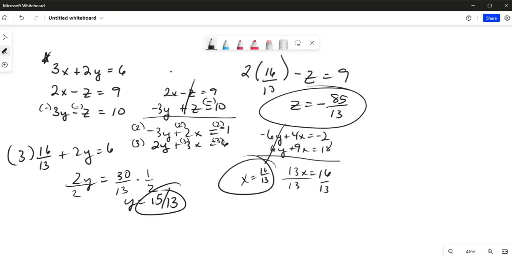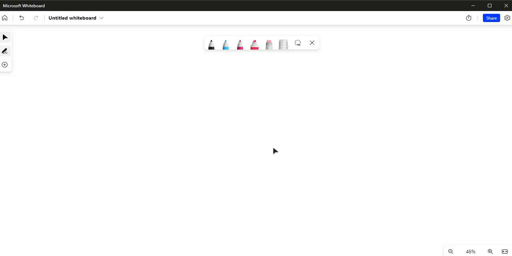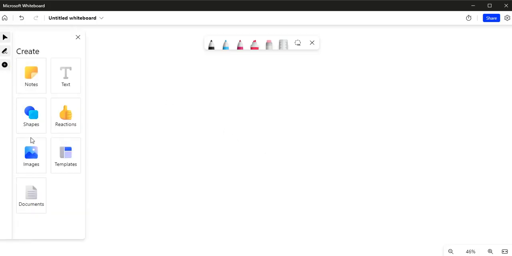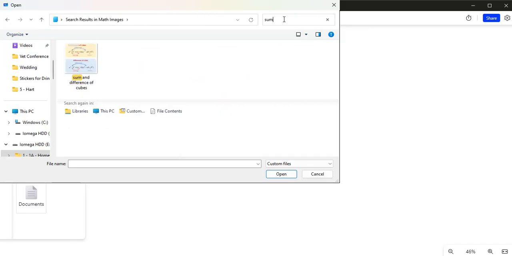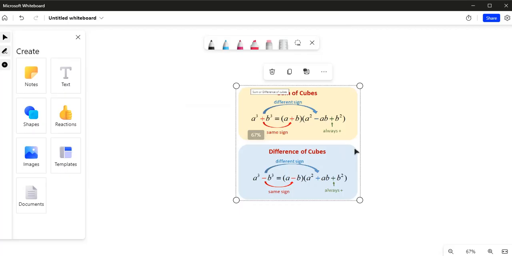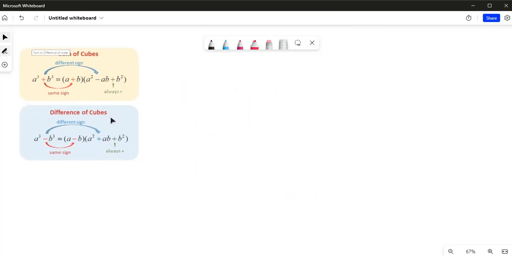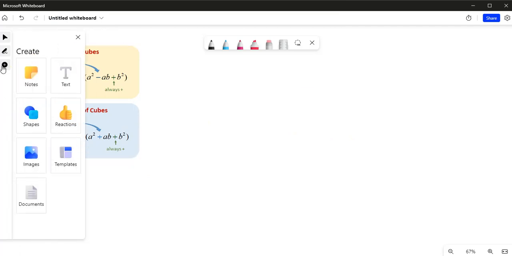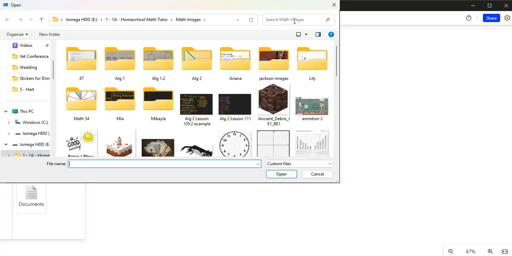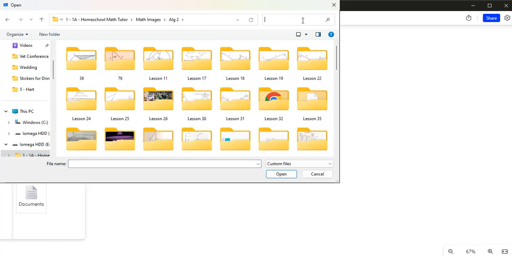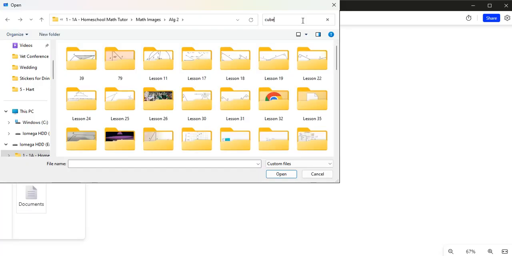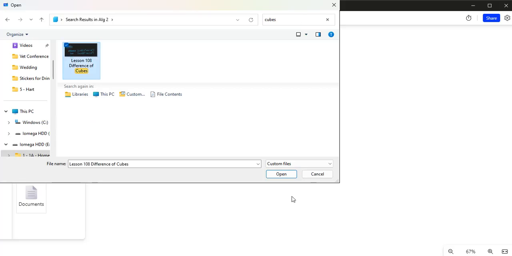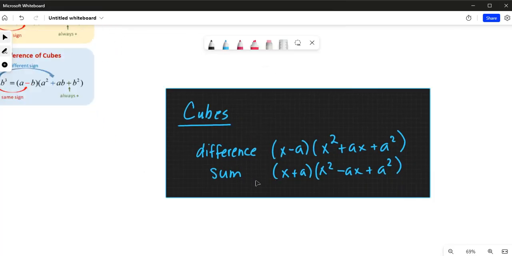108. This is the sum and difference of two cubes. Okay, this is what you need to know.